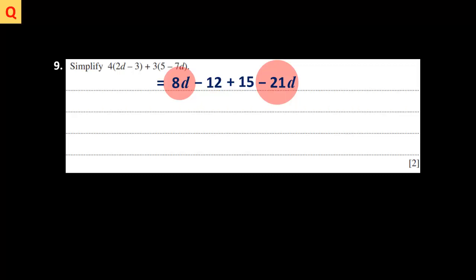8d minus 21d. Okay, well that's minus 13d. And then we got 2 squares there. They're going to be close together and look like one rectangle. Minus 12 plus 15. Well, that's plus 3. And there's the answer. Very often in maths we don't like to start with a minus, so we might write that as 3 minus 13d. But minus 13d plus 3 is perfectly okay.